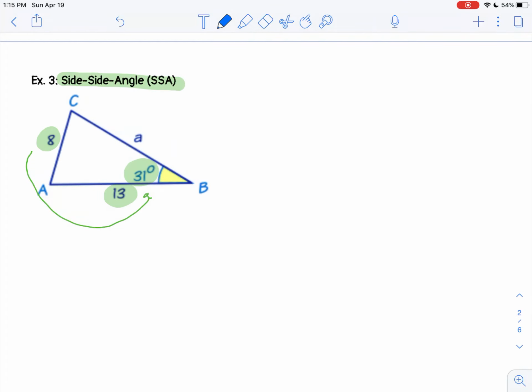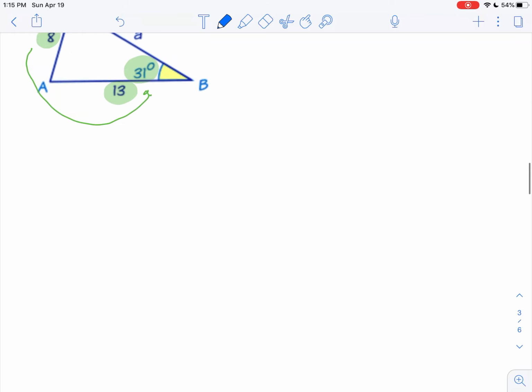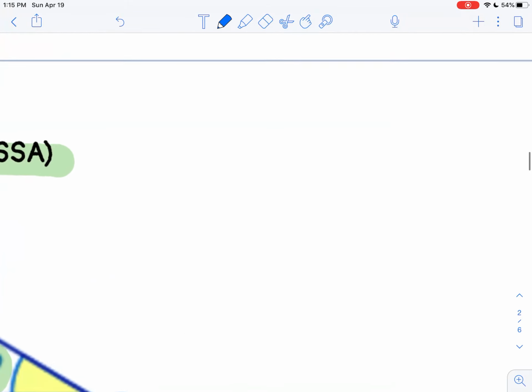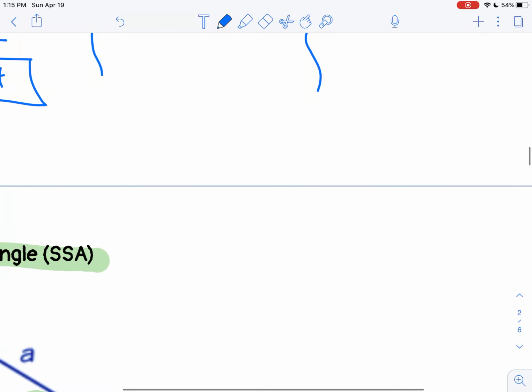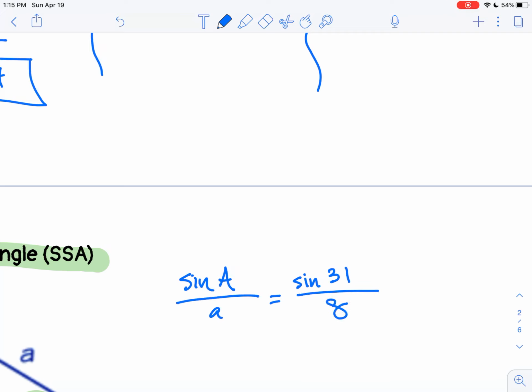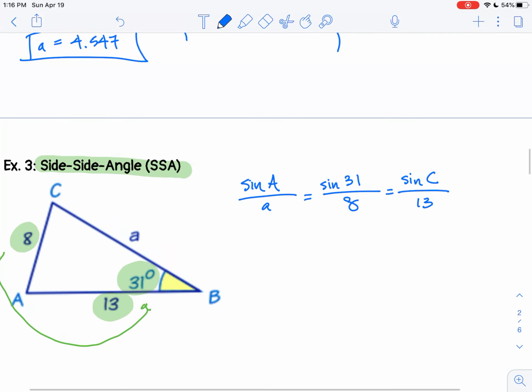Okay, so let's see how this problem is a little bit different than some of the ones we've seen already. All right, so I'm going to start the same way. I'm going to set up a law of sines, all right? So I've got sine of A over little a equals sine of 31 over 8 equals sine of C over 13, okay?